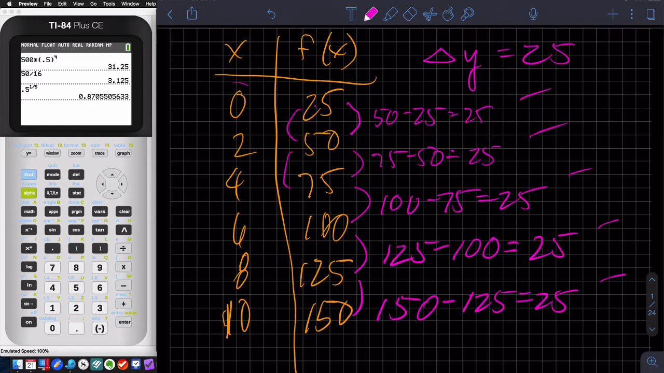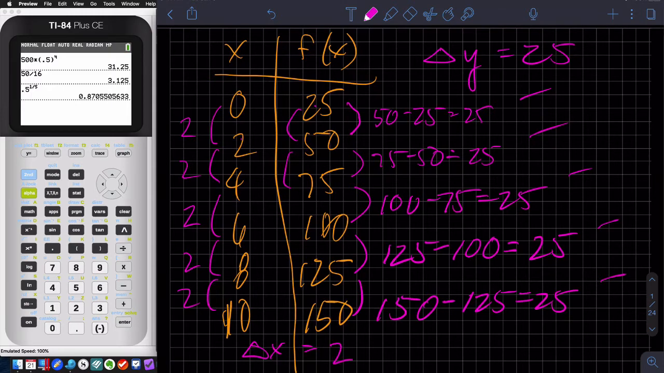Now, if these are not equivalent steps, if the intervals are not the same, then it's going to be a problem because then my slope won't be constant. But in fact, 2 minus 0 is 2. This is a step of 2. This is an increase of 2. This is an increase of 2. This is an increase of 2. And this is also an increase of 2. So my change in x is equal to 2.